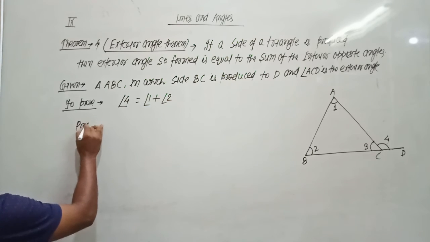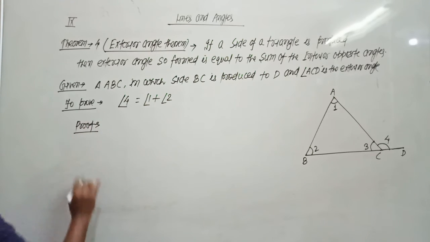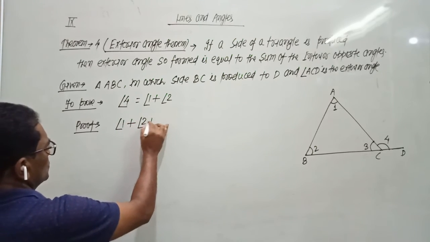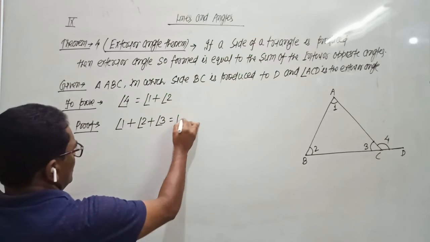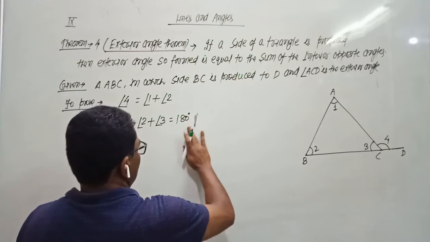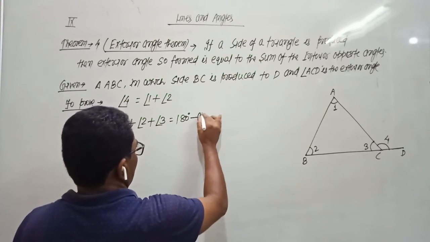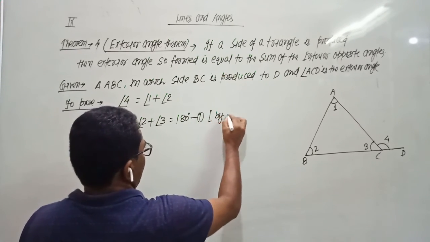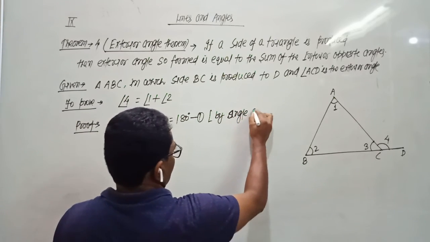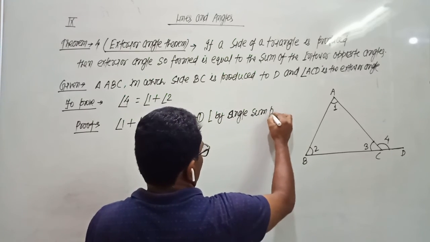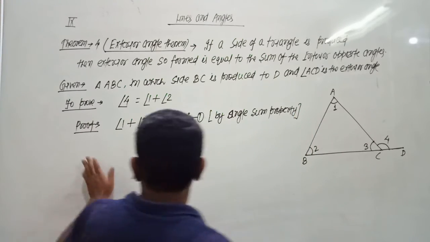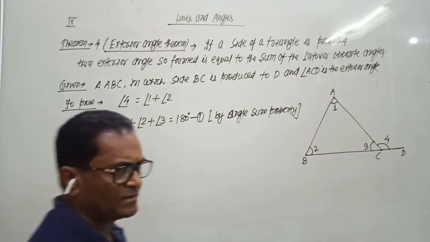So proof: from the angle sum property, we can write that angle 1 plus angle 2 plus angle 3 equals 180 degrees, and name it first equation, and in brackets the reason is by angle sum property. By angle sum property, the sum of three angles is 180 degrees.